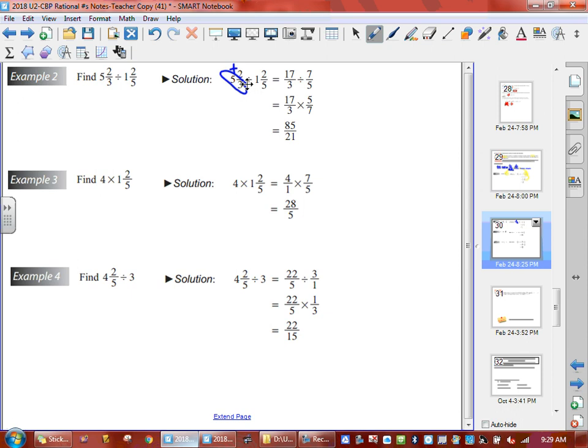You got? Oh, you got? Over here, 1 and 2 fifths, you're going to multiply the 5 times the 1, and then add the 2. That's where they're getting the 7. Okay? Now, what if we have negative numbers we're dealing with?